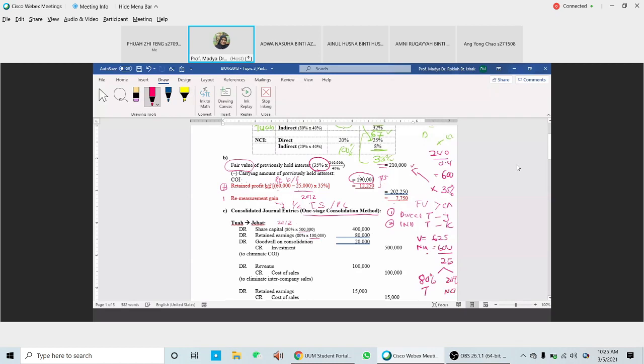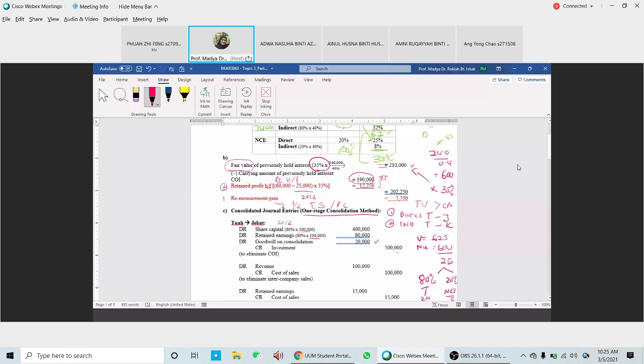From that 25 here, 80% goes to the parent, to Tuah, and another 20% to NCI. So 0.8 times 25, you're going to have 20 here. 20 means that NCI has another 5. So goodwill on consolidation and then credit investment. Okay, done with the first one.